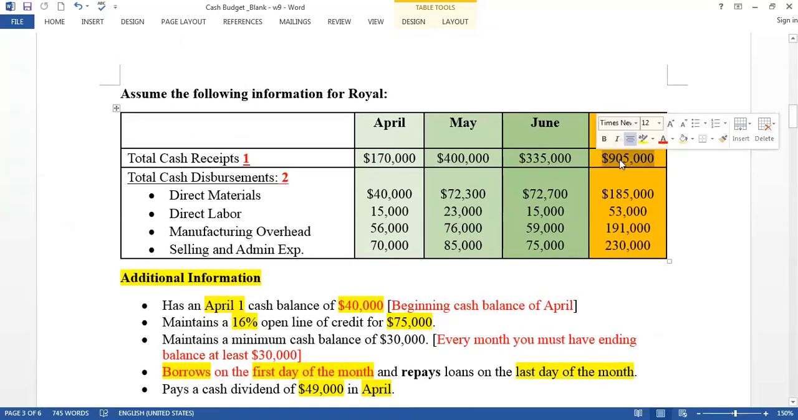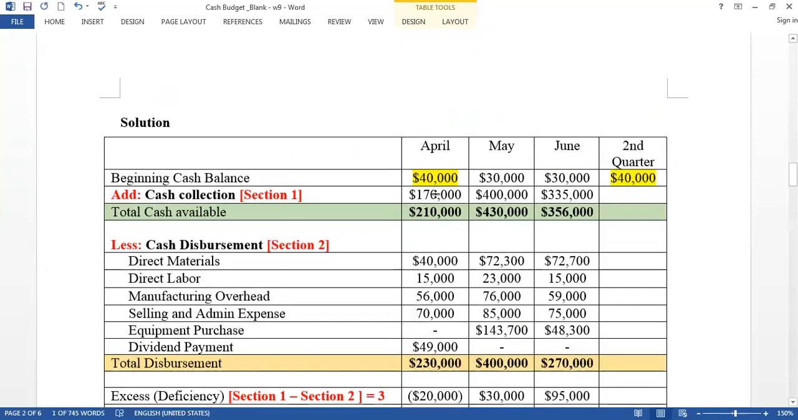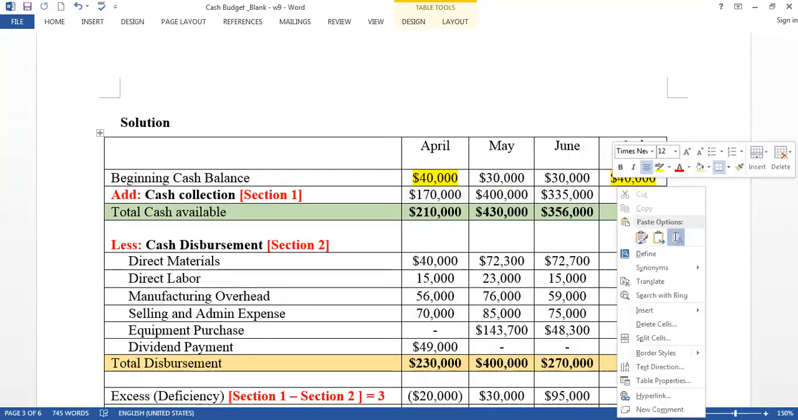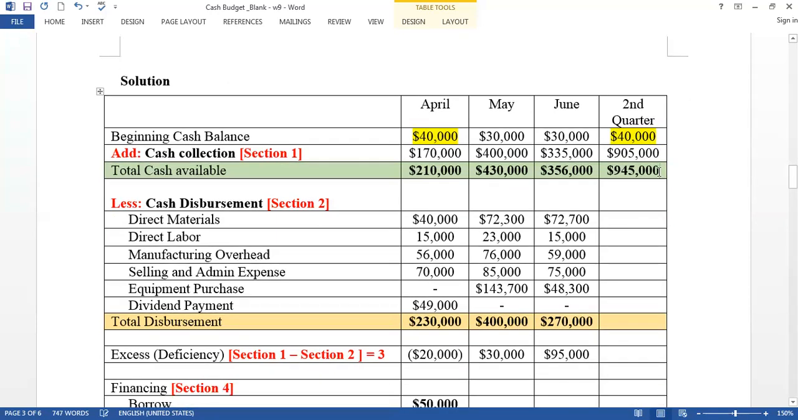Now, if $43,000 is the beginning of the quarter, then what is the total amount of money we are going to collect in this quarter? $905,000. Now you can add these 3. If you add these 3, it means that this is $905,000. This is the total collection for the second quarter. So beginning balance of this quarter plus cash collection in the quarter. So what is the total amount? Total amount is $945,000. $945,000 is the total cash collection of this quarter.